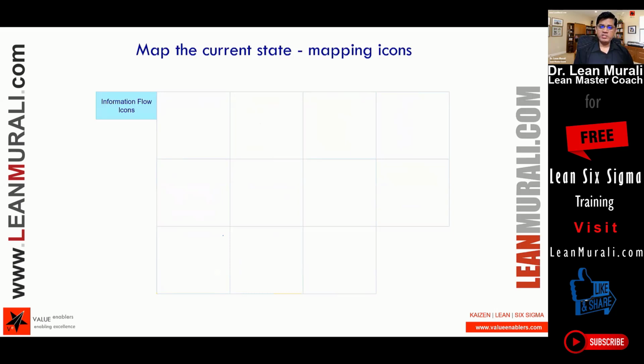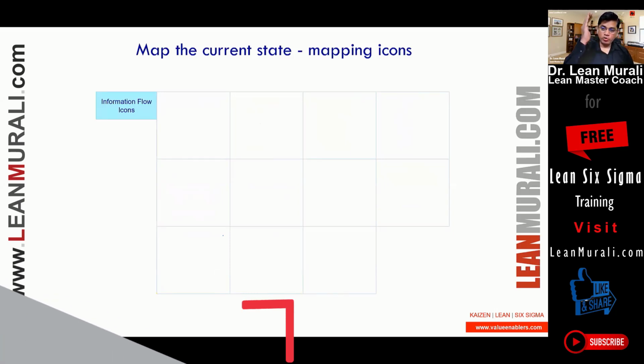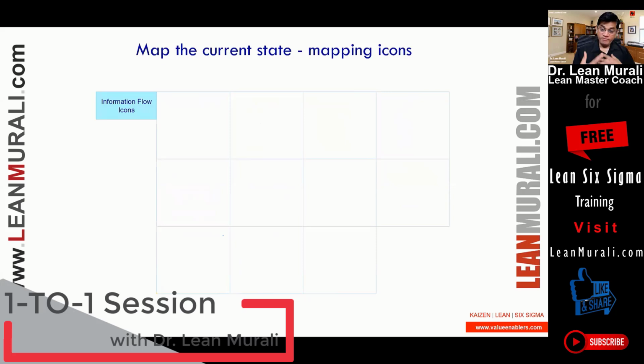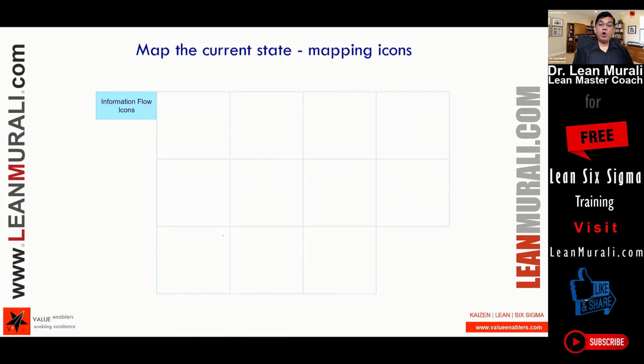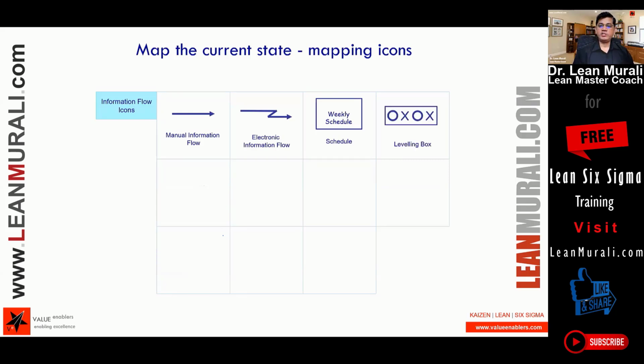Then let's see the information flow icons. In information, we said you have something physical written on the board or some paper stuck, okay? Or electronically you can display, and that's also a sort of information, or email. So manual flows are drawn with a straight arrow, and electronic flow, if it comes through email or through some sort of on-board display, is a lightning arrow, just to indicate the difference between the types of flows. For weekly schedule, there is a box given like this.